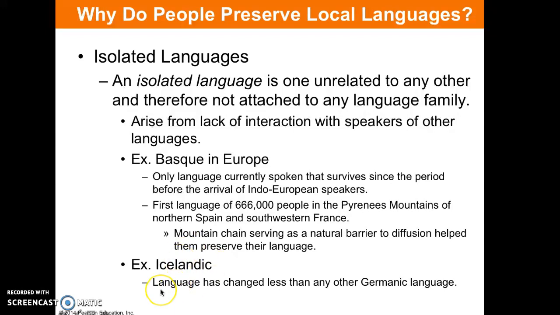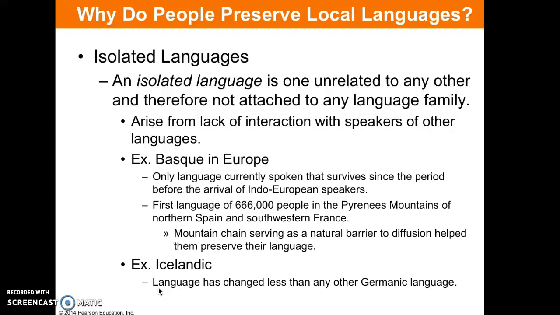Because they live in the mountains, that mountain would have served as a natural barrier to diffusion. So we know that mountains can serve as a barrier between different folk cultures, like we talked about in chapter 4. And we know that mountain chains can act as barriers against migration. So this mountain kind of led them to be isolated, and it's led to the Basque language extending thousands and thousands of years beyond any other language in Europe.